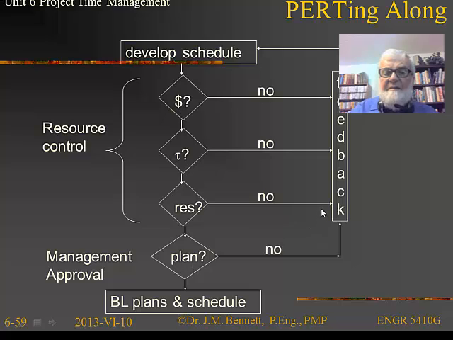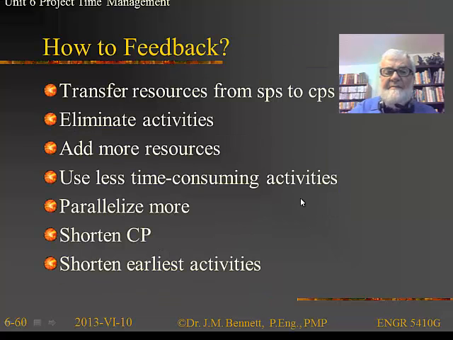Now, how do we feed back? On the right-hand side, we just magically said we do something to fix it. Well, we could transfer resources from the non-critical path, or the slack path, if you like, to the critical path. In other words, resources that are on non-critical path activities, on slack paths, we can transfer over to critical paths. Now, we're making a huge assumption. This is one that the PERT diagrams make, and that is that resources can be arbitrarily shifted from activity to activity. Now, in highly technical areas, that simply is not true.